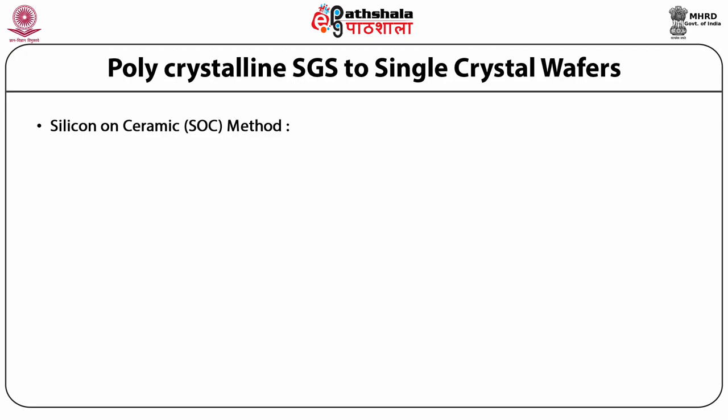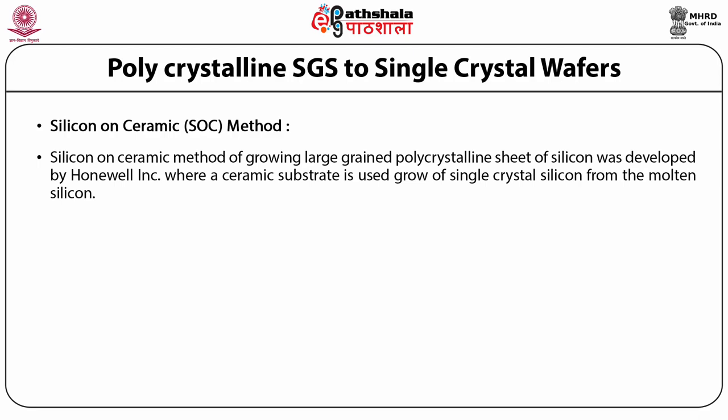This technique, the silicon on ceramic method of growing large grained polycrystalline sheet of silicon, was developed by Honeywell Inc., where a ceramic substrate is used to grow the crystal silicon from the molten silicon. In this process, the ceramic material is coated with carbon on one side and is exposed to molten silicon and moved at a constant rate, leaving a thin sheet of silicon. This ceramic substrate is slotted to provide the electrical contact to the other side of the silicon.